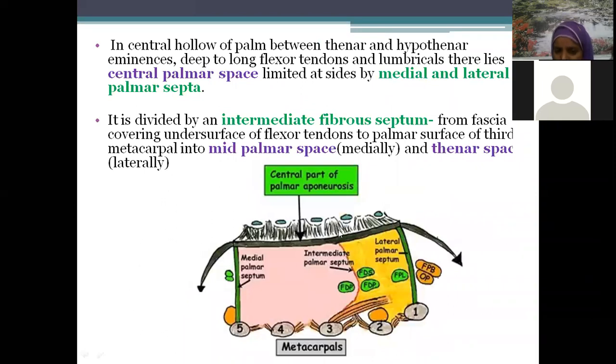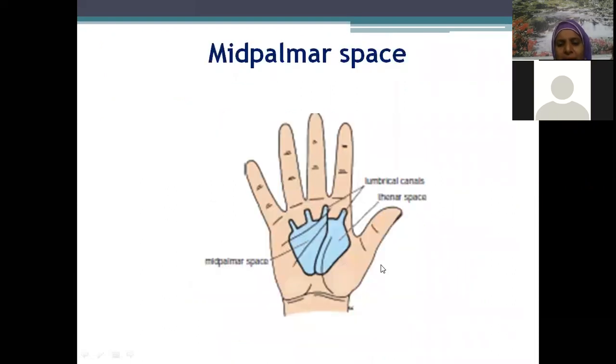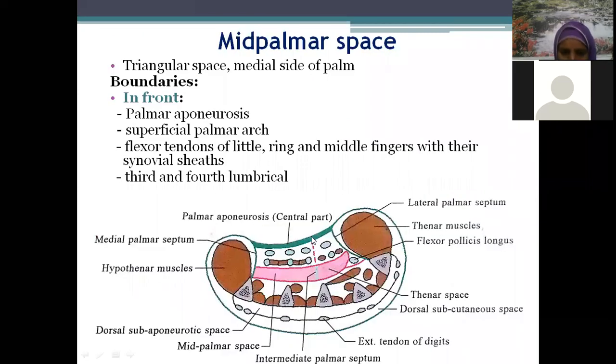Now if you go to the previous picture, between the intermediate palmar septum and the lateral palmar septum, whatever yellowish area you are finding, you call this the thenar space, which is towards the thumb. Which space is this? Thenar space. So mid-palmar space and thenar space are usually a 5 marks question. Then let us understand the layout of the picture further.